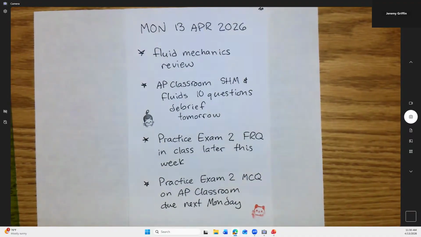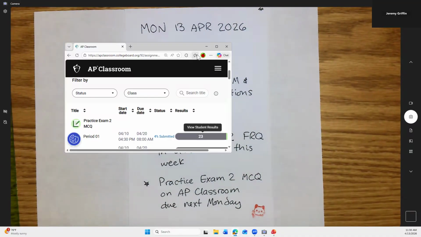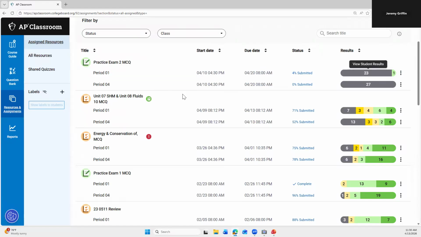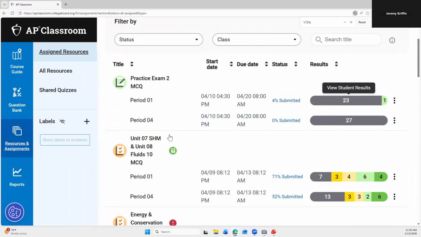I sent you guys here. Let me show it to you guys. I'm gonna point it out here on AP Classroom. I opened up an assignment a few days ago. It's this one right here. You guys see Unit 7 and Unit 8. There's 10 questions. It was 5 of each, so 5 and 5.